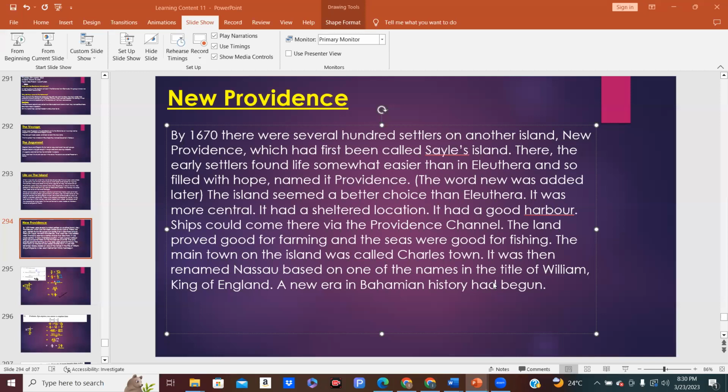Daniel, why was the island called New Providence? Because the settlers found it somewhat easier than Luttrell, and it filled them with hope, so they called it Providence. Very good.